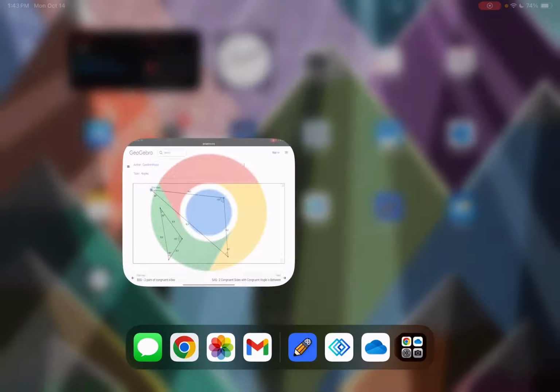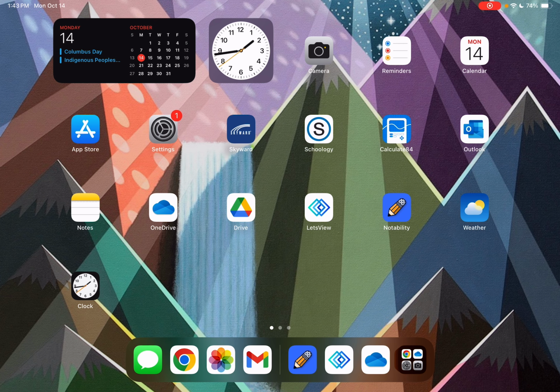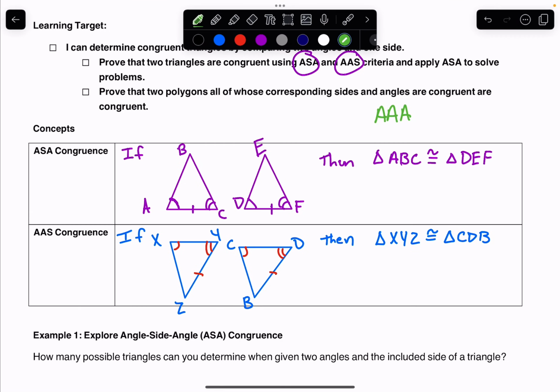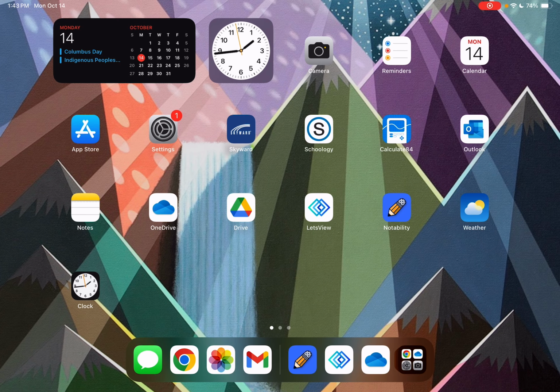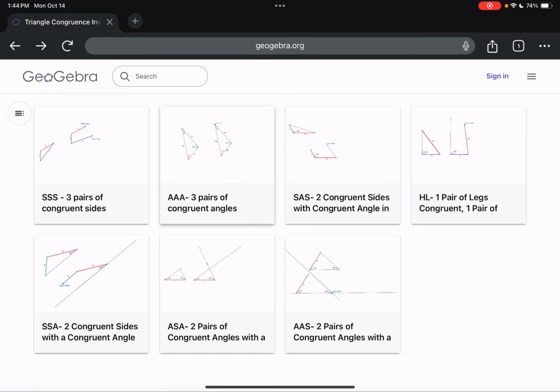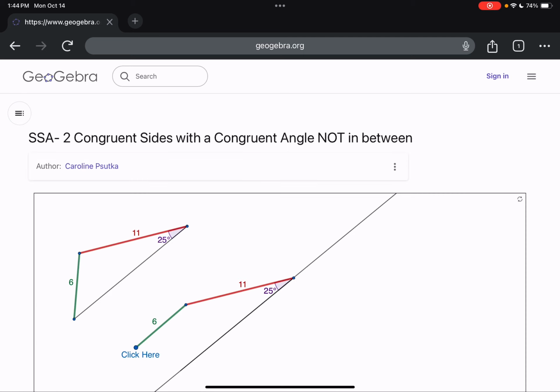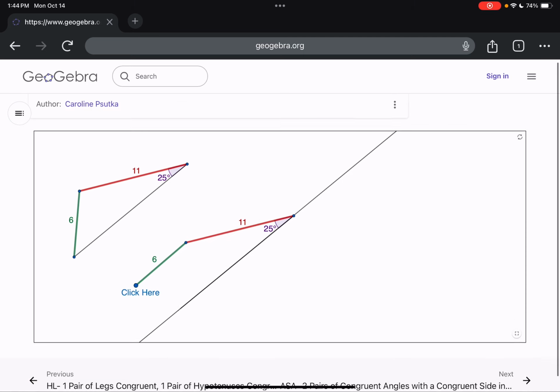The other one that we don't have, that you might have noticed because you're in high school, is the ASS postulate. Angle side side is not a congruence theorem that we can use. Not because it's a swear word, although that helps us to remember that we can't use it, but because when we look at what it will do to our triangles, we say, can we make congruent triangles?